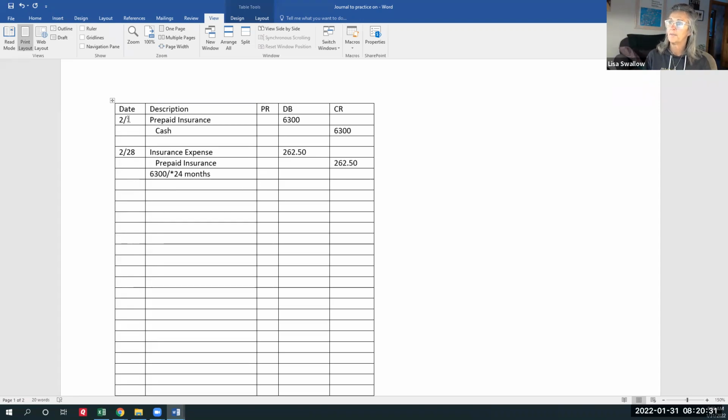Okay, so on this one, the first thing we do when we purchase the insurance is we debit prepaid insurance. It's an asset, it goes on the balance sheet. And then after 1 month, we've used up 1/24 of it. So we have to debit insurance expense, and we've used up a piece of the asset. And this is a deferred expense AJE. Okay, so we've moved it from the balance sheet to the income statement.